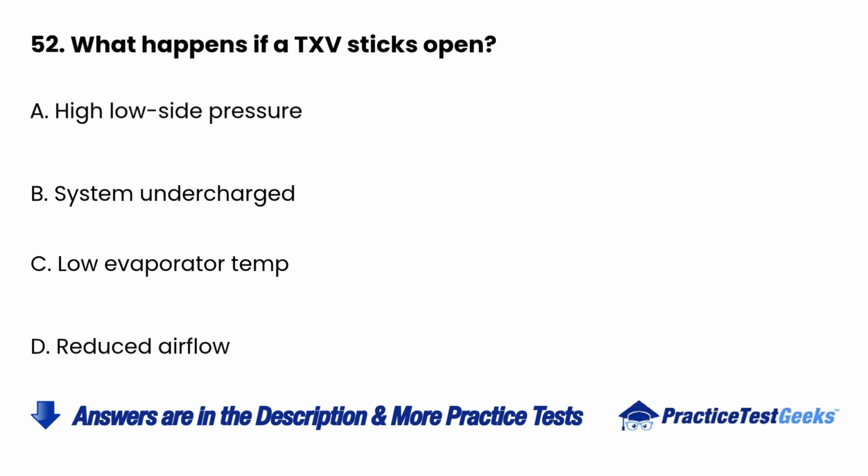52. What happens if a TXV sticks open? A. High-low side pressure. B. System undercharged. C. Low evaporator temp. D. Reduced airflow.